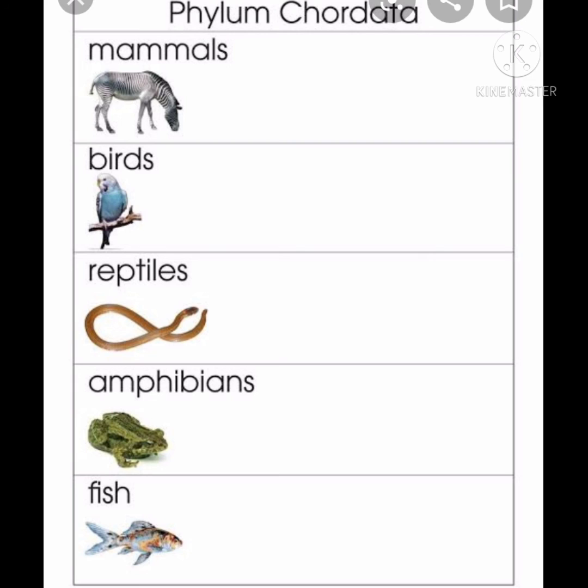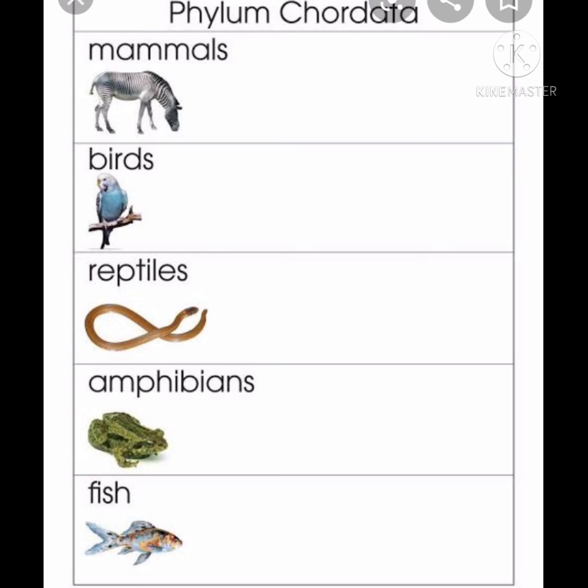Next is the class Reptilia. They are adapted to live on land. They have dry and scaly skin. It's for reptiles. Two pairs of pentadactyl limbs are there. Respiration is by lungs only. Examples: lizard, snake, etc. Next group is the class Aves, that is for birds. Streamlined body. Forelimbs are modified into wings. The body is covered with feathers. Respiration is by lungs only. The heart is four-chambered, and these are warm-blooded animals. Examples: all types of birds.